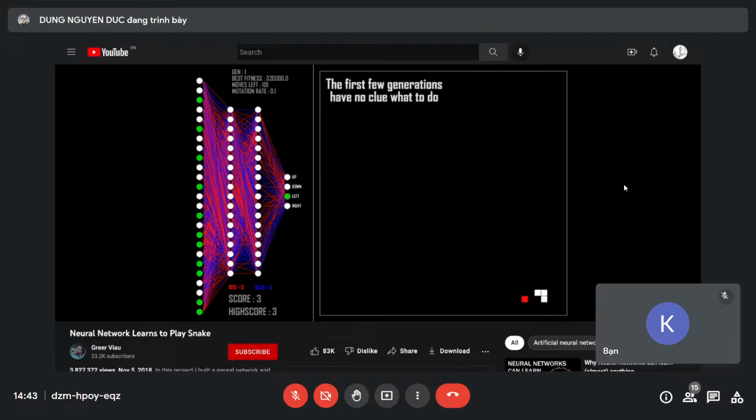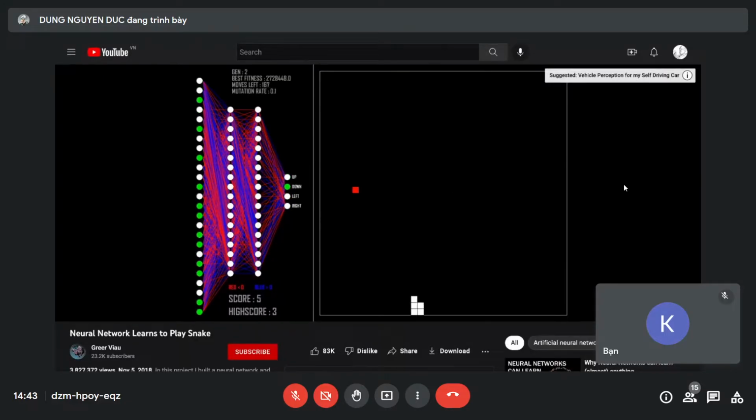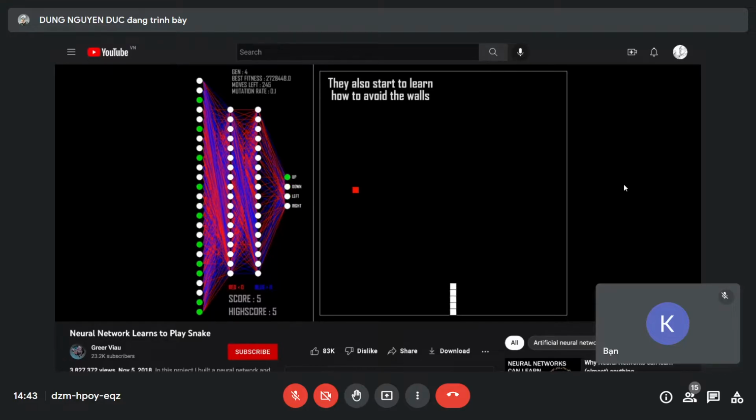Now, as you can see, in the very first few iterations, the snake is very stupid. It doesn't know what to do because every move here is random at first, and there's no way you can control it. It's very random. So sometimes it can eat the food, sometimes not. What is the fitness function? Well, the fitness function will be the number of foods it eats and how long it can survive. In other words, you can consider the fitness function to be the score of the snake.